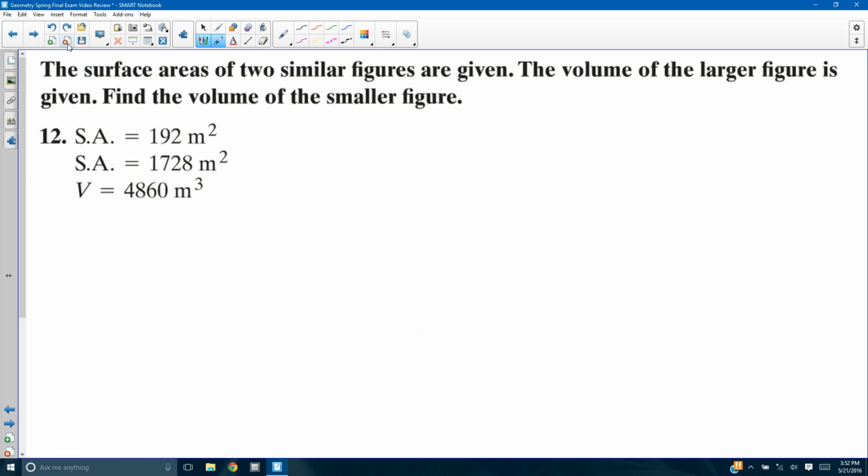Okay, 2 more. The surface areas of 2 similar figures are given. The volume of the larger figure is given. Find the volume of the smaller figure. So we talked about ratio of area already, and I'm not going to break it down into a whole nother teaching again. We've done the ratio of volume in so many ways, including, you know, the cone. And by the way, these figures might be cones. You don't know.